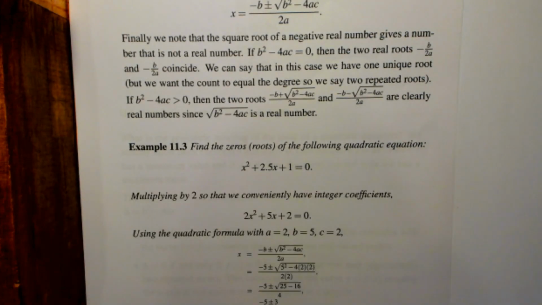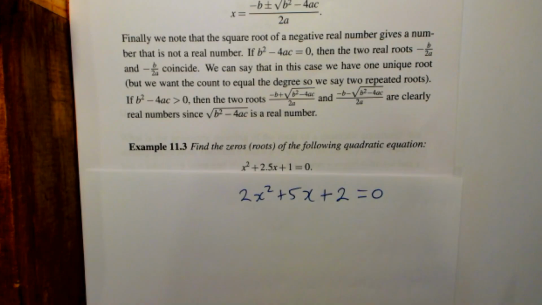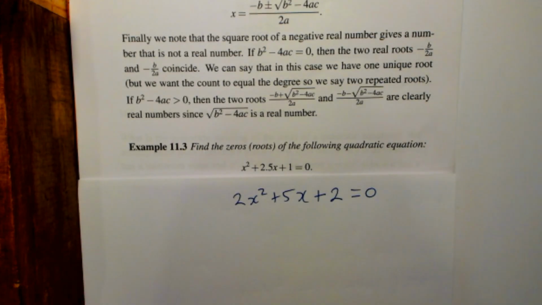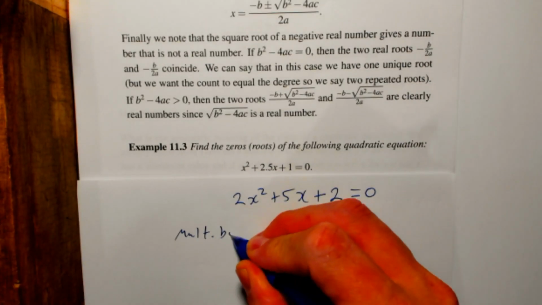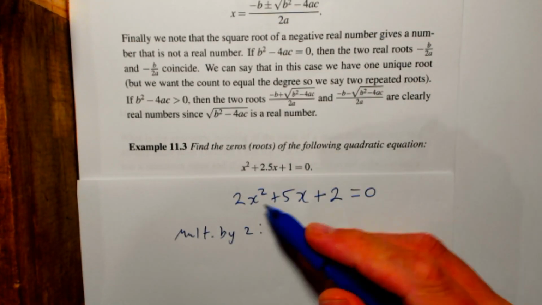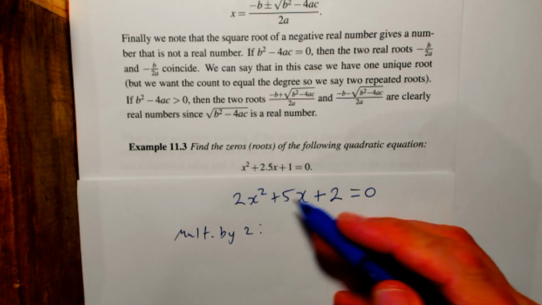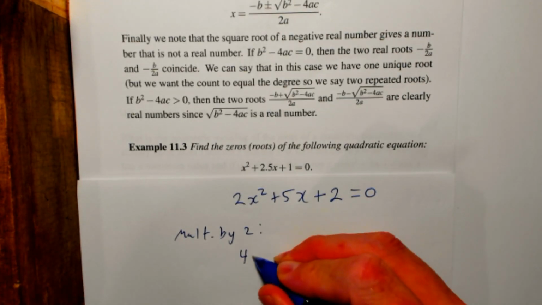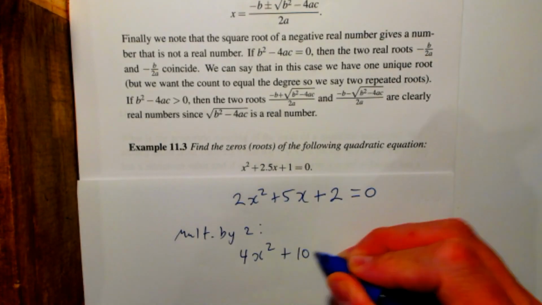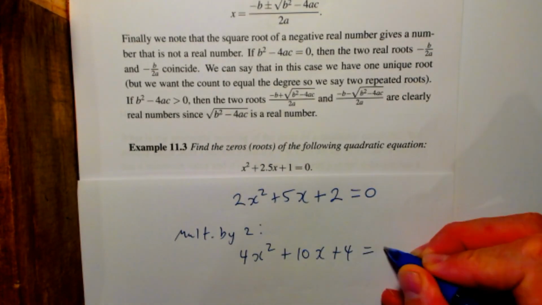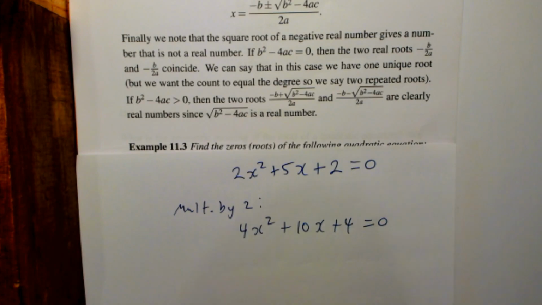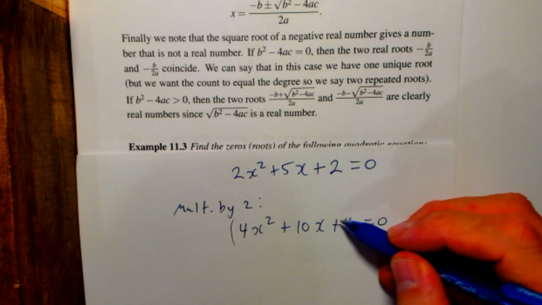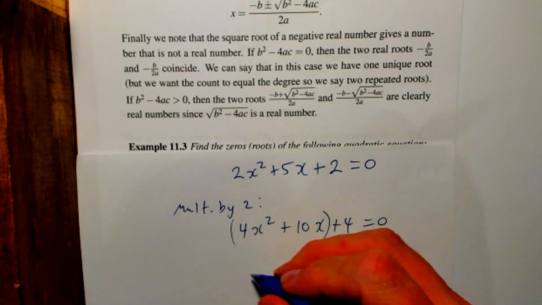Okay, so I can see that the formula is done here, so why don't I do this instead by completing the square? If I were to do this via completing the square, I would be multiplying by 2, and the reason is because that would make this a perfect square. So that would give 4x squared plus 10x plus 4 is 0. Okay, so now this part is almost like a perfect square.